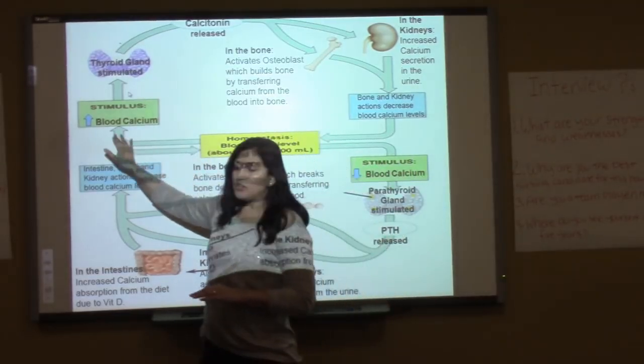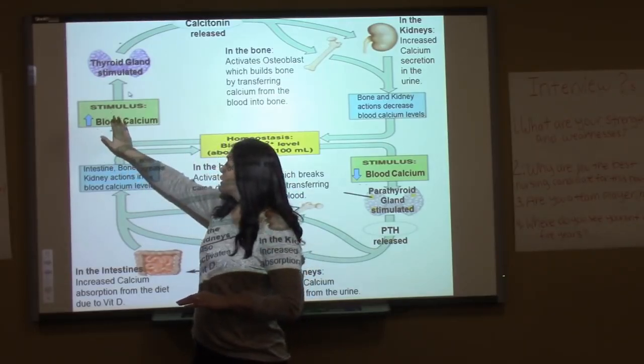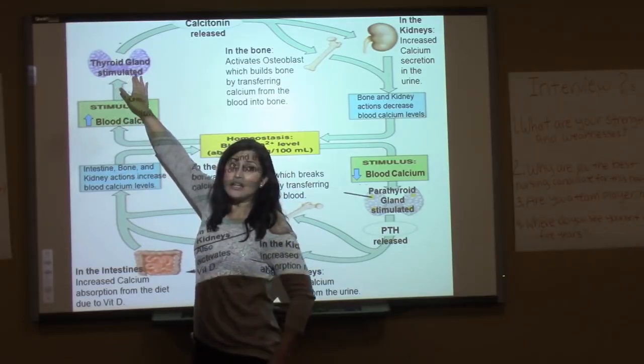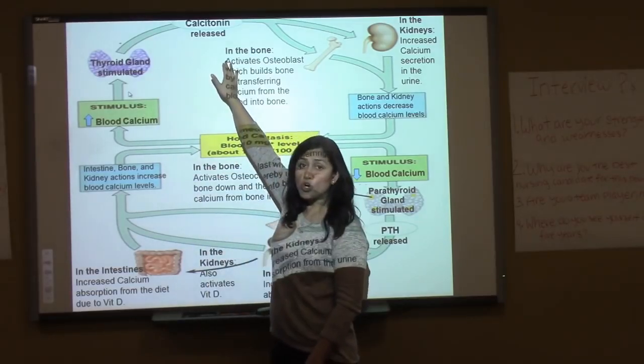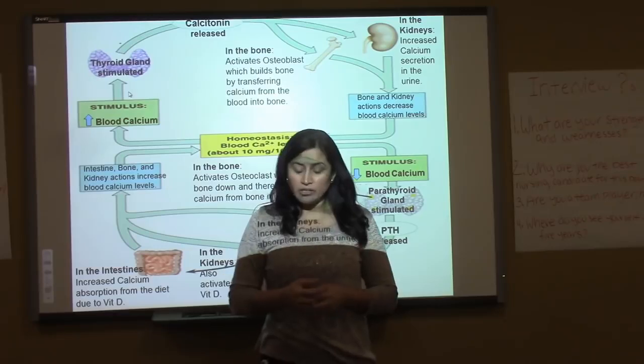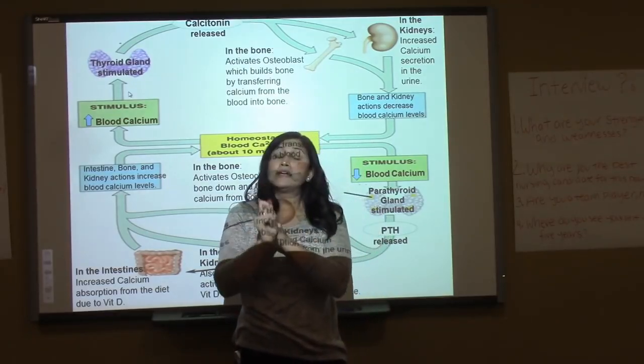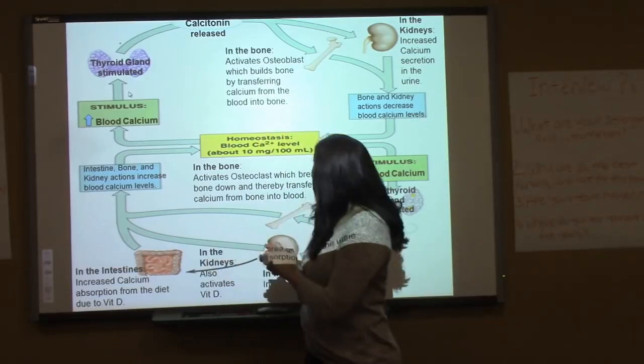Anytime your calcium levels have increased, it basically stimulates your thyroid gland. That in turn releases calcitonin. Now, how does calcitonin work? As I mentioned earlier, it works on two sites. It goes to your bone and it goes to your kidneys. Let's see what it does in the bone.